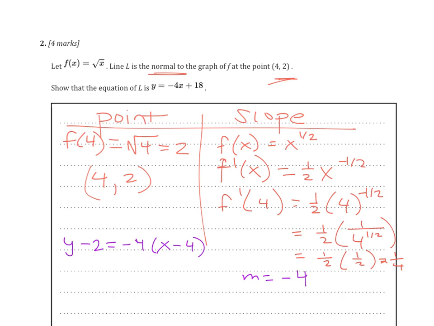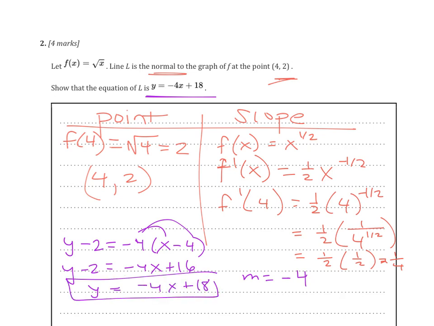And because they did want us to show that it equals negative 4x plus 18, we do need to simplify this by distributing and moving everything over. So that gives us negative 4x plus 16. And then we add 2 to both sides, and that gives us negative 4x plus 18. And so whenever it says show that, we should always make sure that the line that we end with is exactly what they asked us to show. So we have shown that this is the equation of the normal graph.